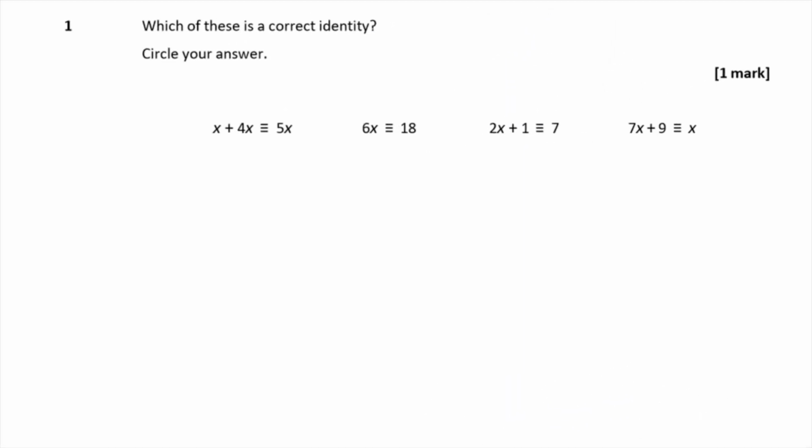Question 1. Which of these is a correct identity? Circle your answer. Okay, now you can tell these are identities, not equations, because of the triple equals sign in the middle. Now what is the difference between an identity and an equation? An equation is true for 1 or 2 or 3 or some values of x, whereas an identity is true for all values of x.